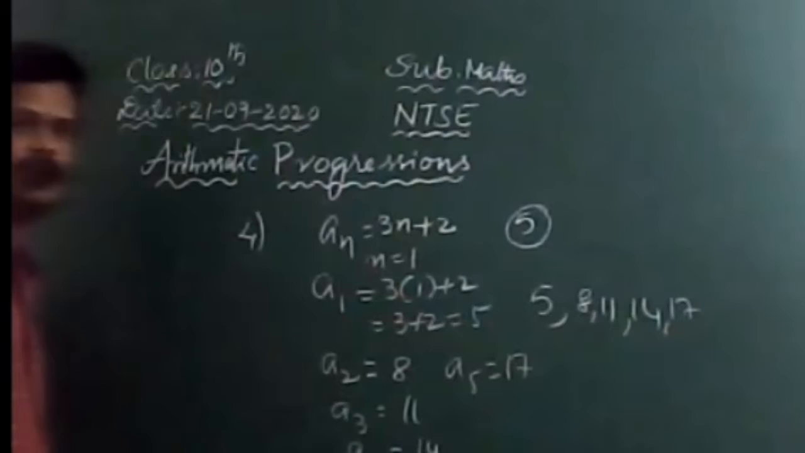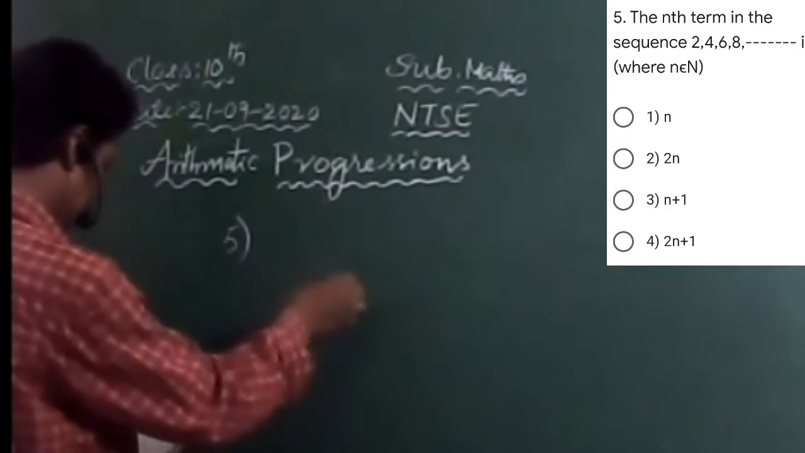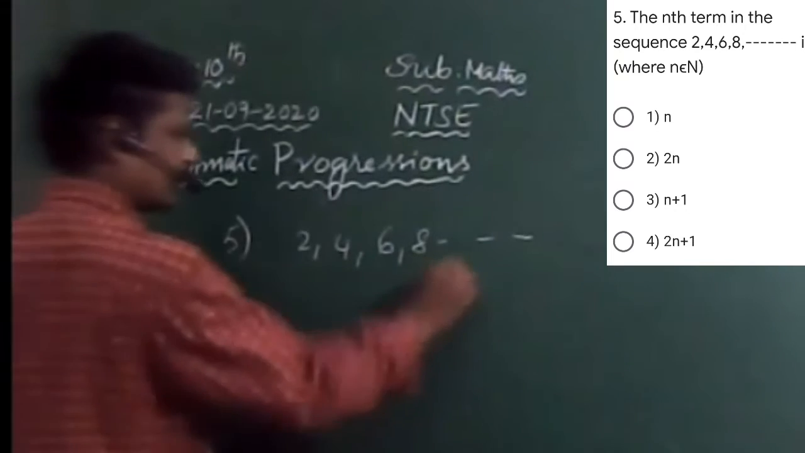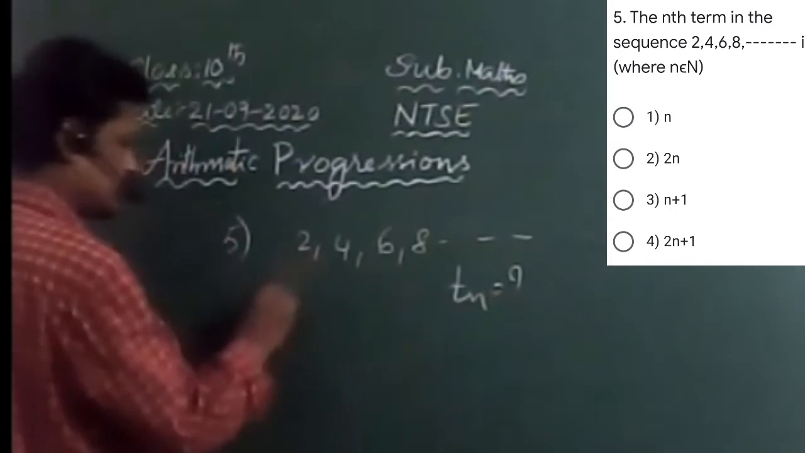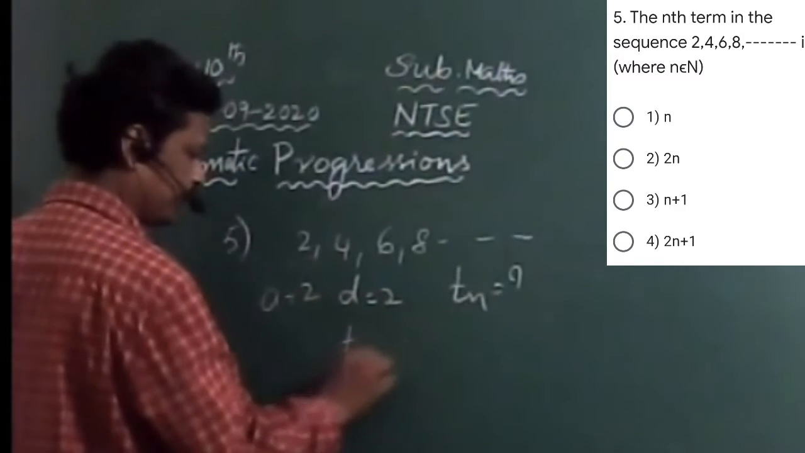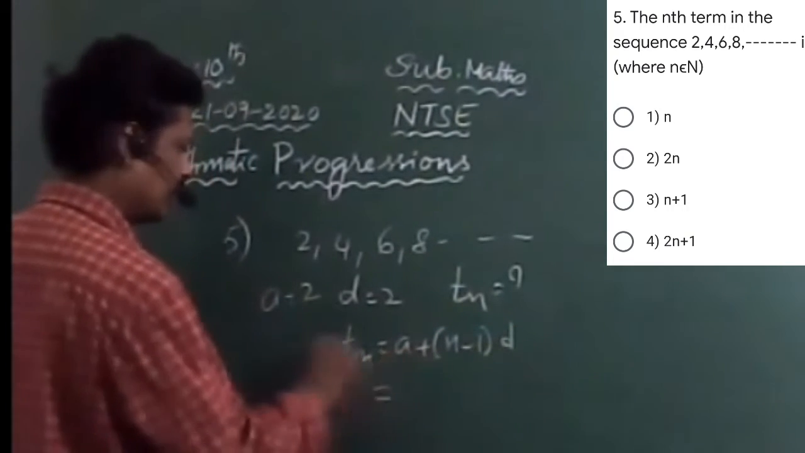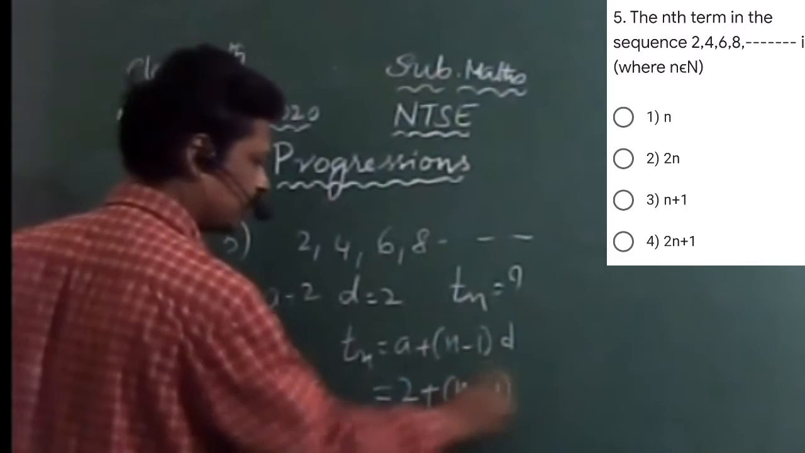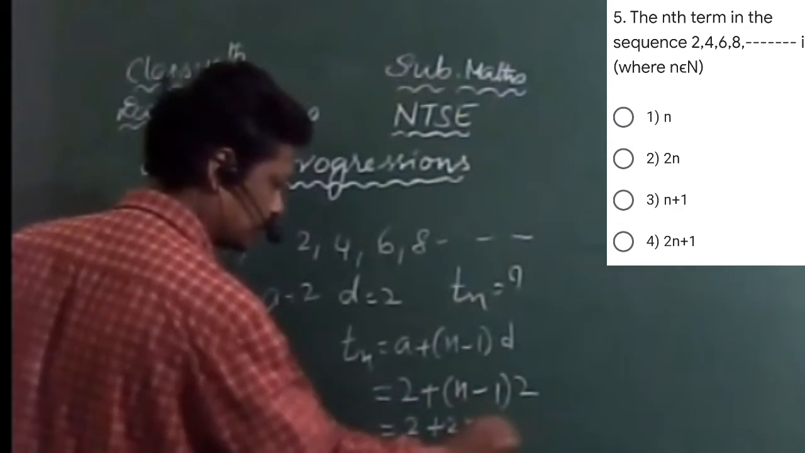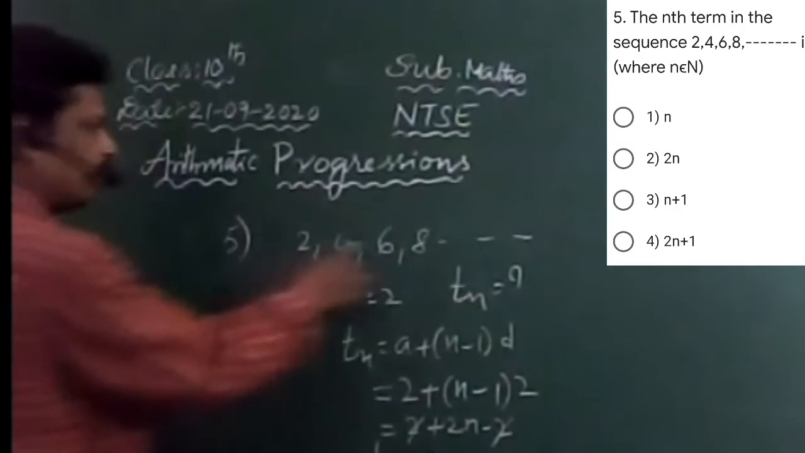See here, arithmetic progression, nth term of an AP. What do they give? Sequence 2, 4, 6, 8, etc. They're asking Tn. So the first term here, A value is 2, and the common difference is 4 minus 2, 2. Tn formula: A plus n minus 1 into D. So A value 2 plus n, they didn't give, minus 1 into D value 2. Simplify: 2 plus 2 times n is 2n, minus 2. The 2s get cancelled. So the nth term is 2n. Anyway, 2, 4, 6, 8 are even numbers.